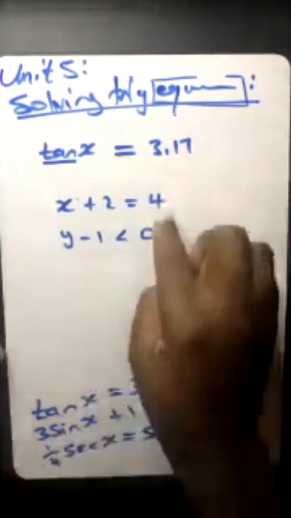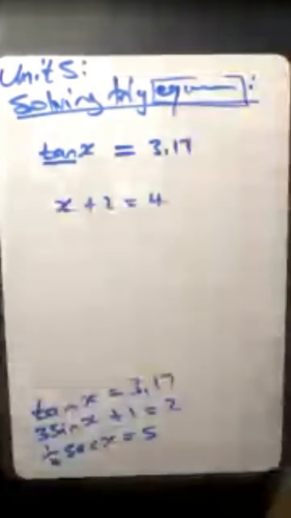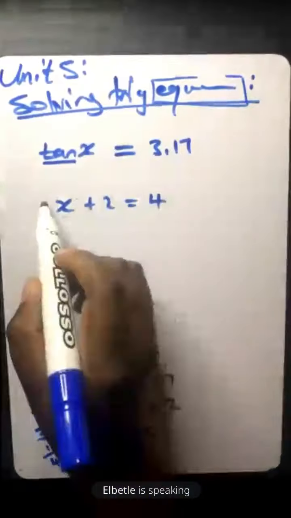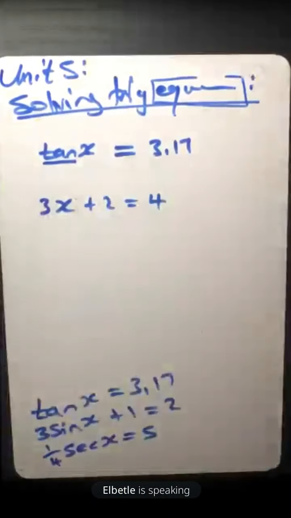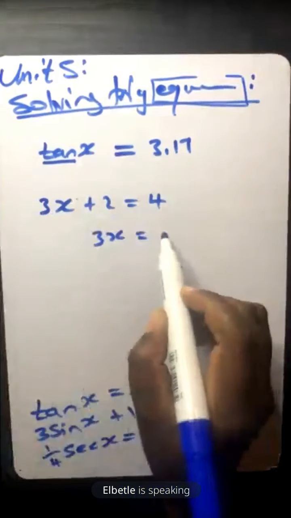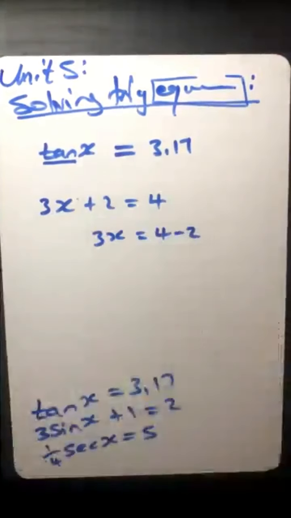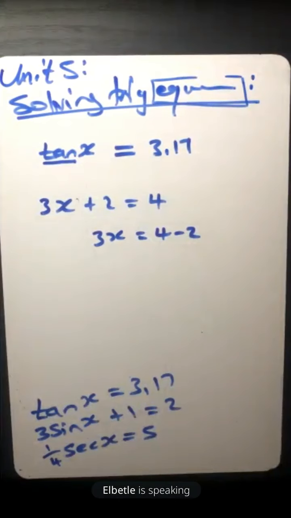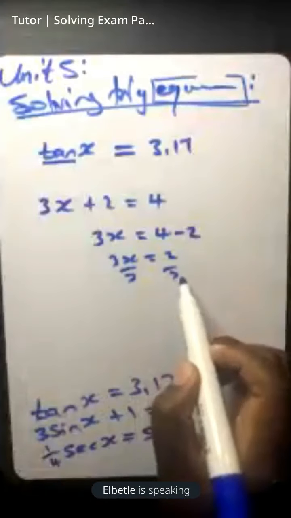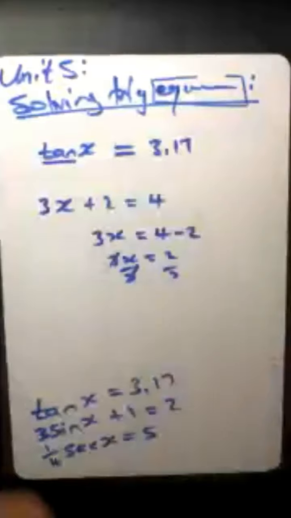So how would you solve this one, LB? Let's say you're given that equation. How can you solve it? I'll take 2 to the other side, so it's going to be x is equals to 4 minus 2. Then it's gonna be 3x is equals to 2. Then I'm going to divide x by 3 and the left side by 3. Okay, 100%. I'm happy now.